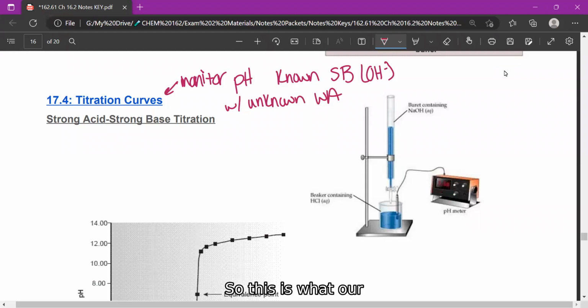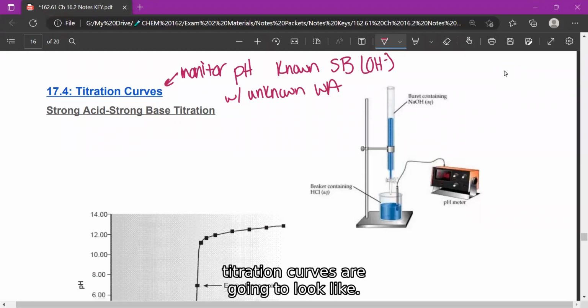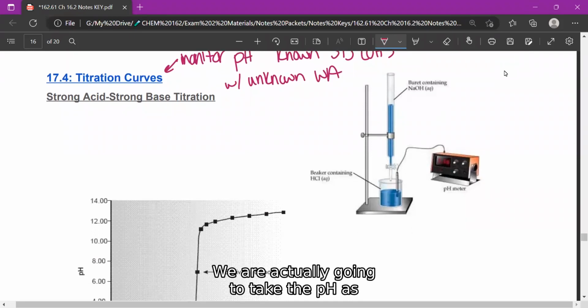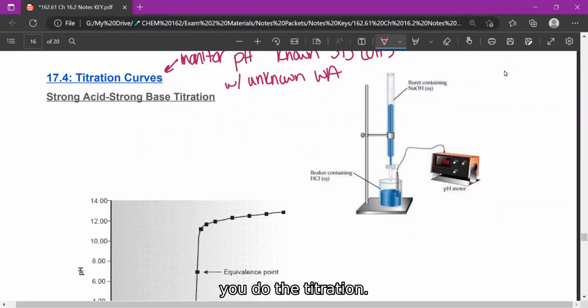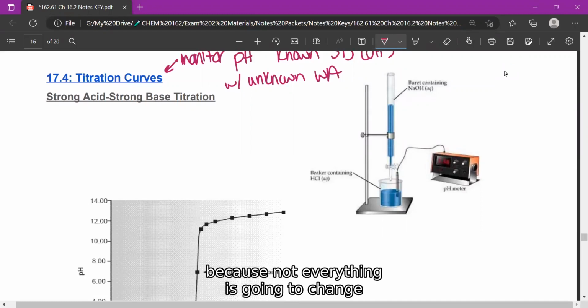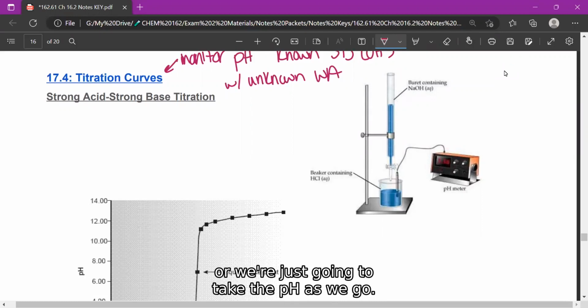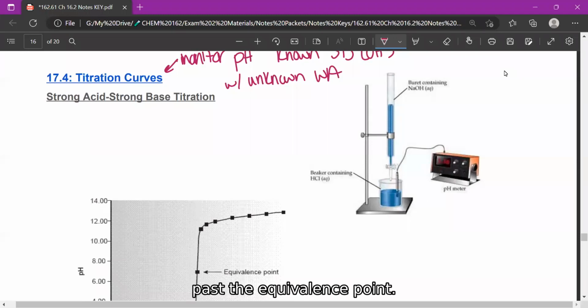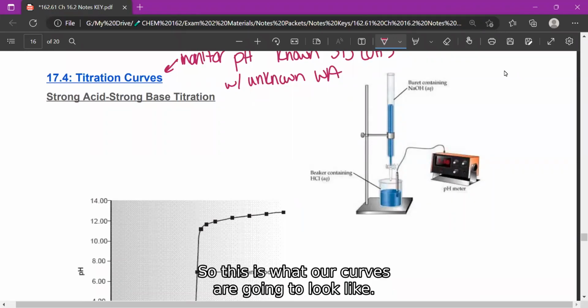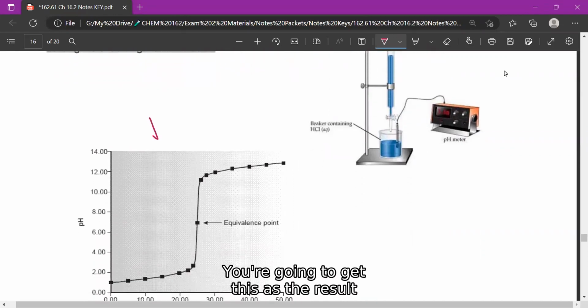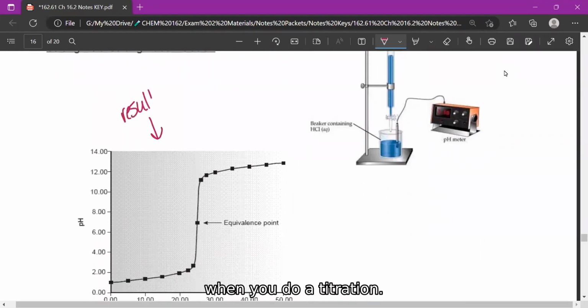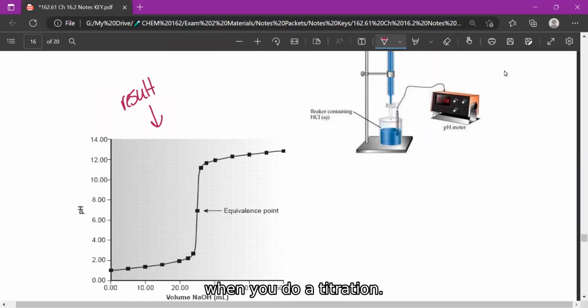Okay, so this is what our titration curves are going to look like. We are actually going to take the pH as you do the titration. So instead of using phenolphthalein, because not everything is going to change color at the equivalence point exactly with phenolphthalein, we're just going to take the pH as we go. Okay, it's a lot more accurate actually than that one drop going past the equivalence point. So this is what our curves are going to look like. You're going to get this as the result when you do a titration.